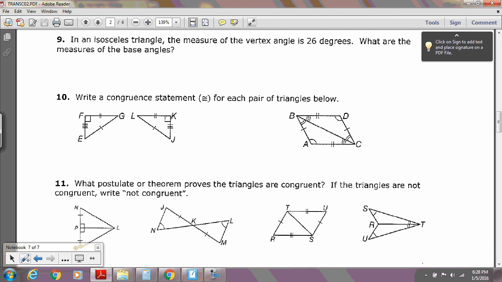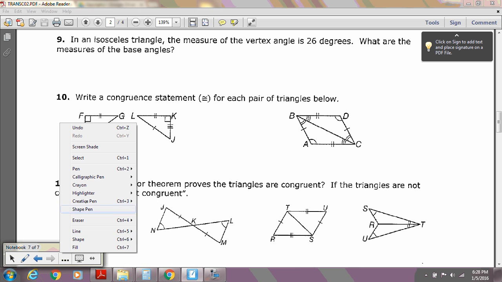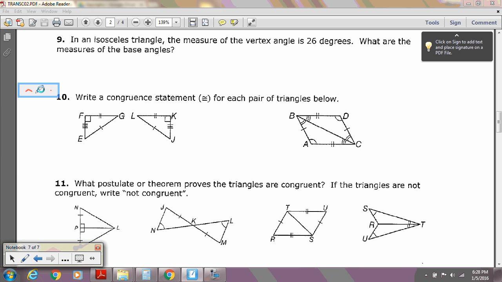Number 9 says, in an isosceles triangle, the measure of a vertex angle is 26 degrees. What are the measures of the base angles? So let's discuss the vocabulary real quick.